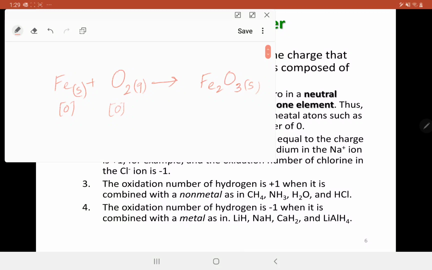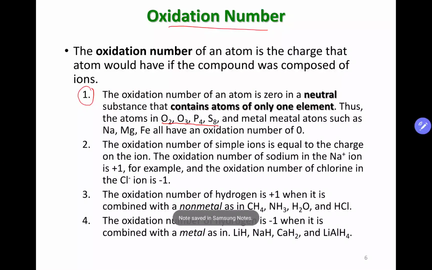But rule number one doesn't say anything about the oxidation number of this particular iron or this particular oxygen. Why? Because even though this chemical compound is neutral, there is more than one type of atom getting together to form this molecule or this compound. So therefore we couldn't figure out the oxidation number of iron or oxygen in iron oxide at this point. So rule number one is very helpful in figuring out oxidation numbers for these two. All right, I hope that it is clear to you.